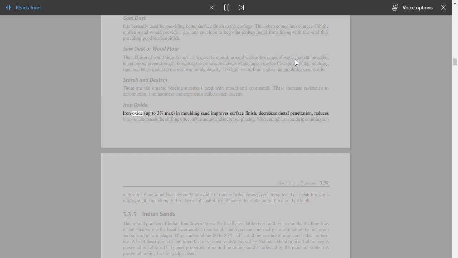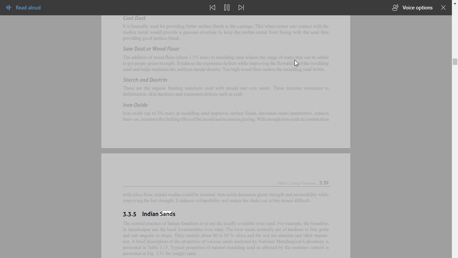Iron oxide up to 3% max in molding sand improves surface finish, decreases metal penetration, reduces burn-on, increases the chilling effect of the mold, and increases glazing. With enough iron oxide in combination with silica flour, mold washes could be avoided. Metal casting processes 3.39. Iron oxide decreases green strength and permeability while improving the hot strength. It reduces collapsibility and makes the shake out of the mold difficult.